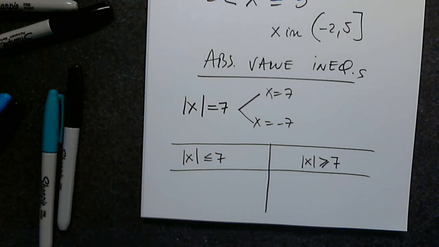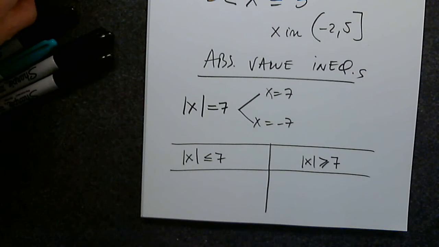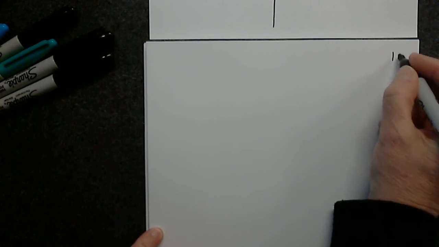So we solved the equation, the absolute value of x equals 7. Now we're trying to solve the absolute value of x is less than or equal to 7, or greater than or equal to 7. These are completely different. They cannot have the same solutions. So leave some space in here so we can come back and write a final answer, because I need to talk about each individually, and then we'll come back to write the final answer.